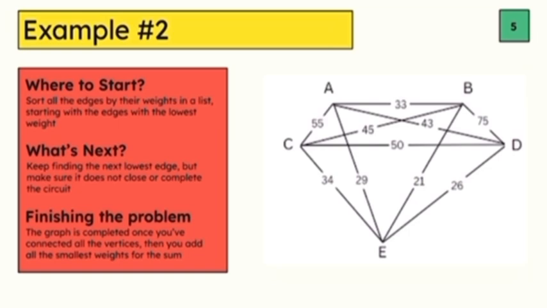At this point, all 5 vertices, A, B, C, D, and E, are connected, and we haven't formed any loops, so we're going to stop there. Now, we add up all the weights of the edges we used: 21 from B to E, 26 from D to E, 29 from A to E, and 34 from C to E. The total weight is 110.